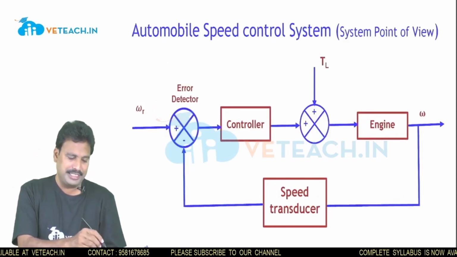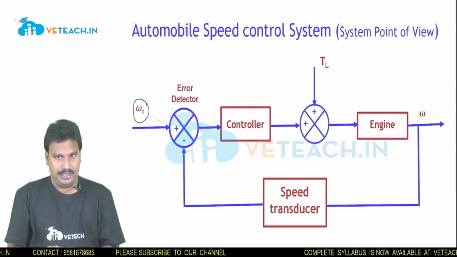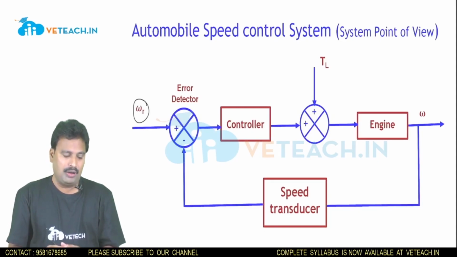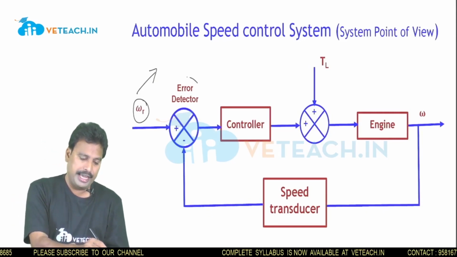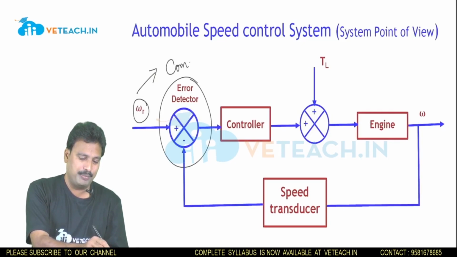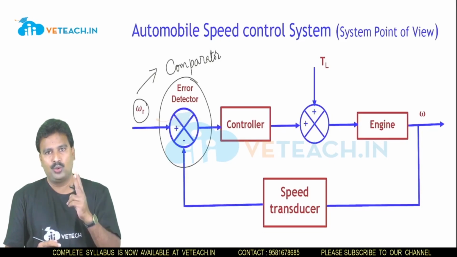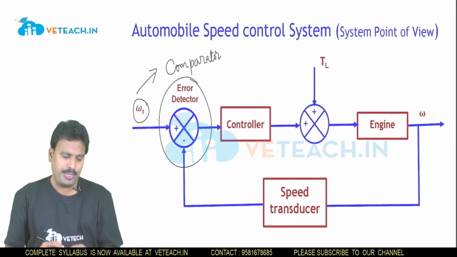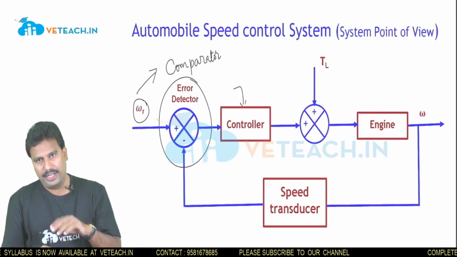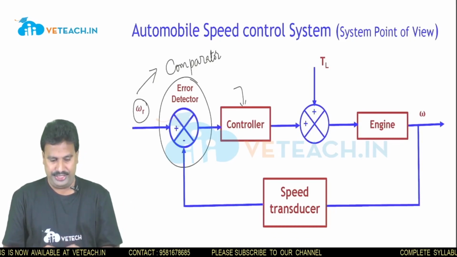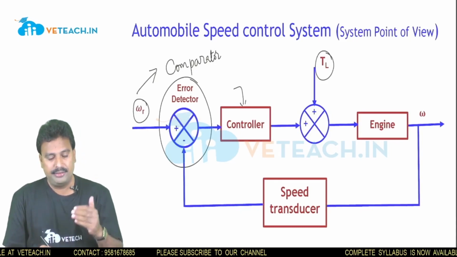Now we see the same example from the system point of view. WR is the reference speed, the speed with which I want to run my vehicle. This is the error detector, which is nothing but the comparator. The purpose of using a comparator in a control system is to compare two or more signals. Next is the controller, which is nothing but the pressure you apply on the accelerator in the previous case, and TL is the number of people sitting in the vehicle.